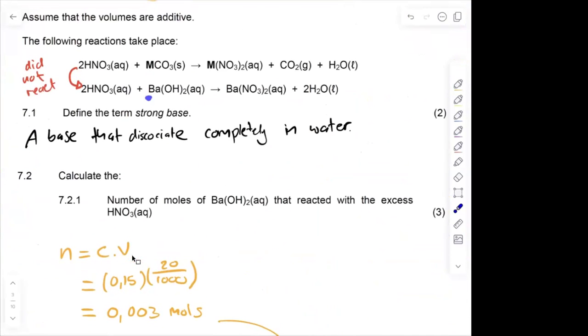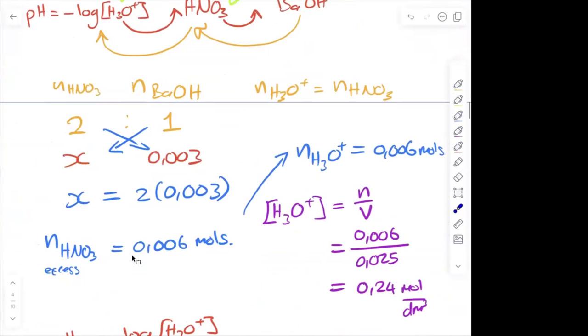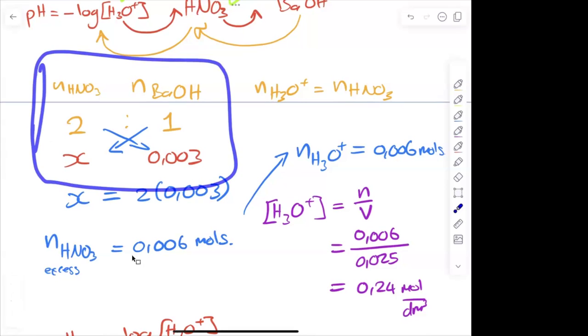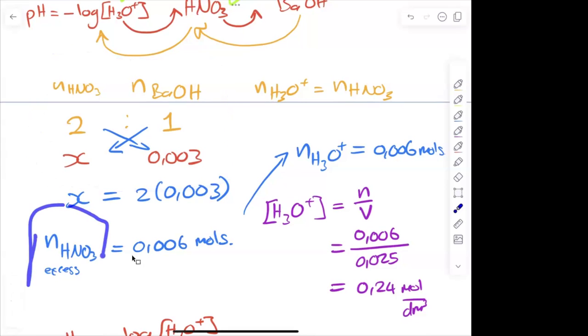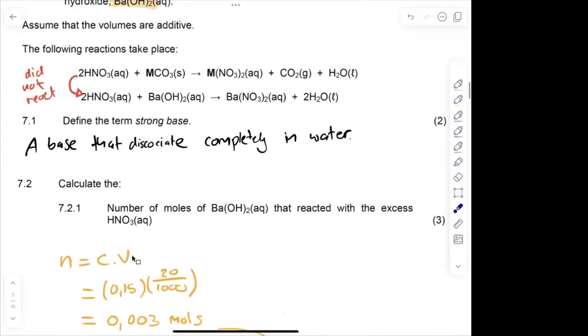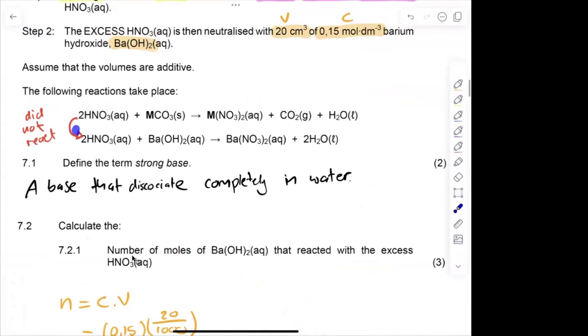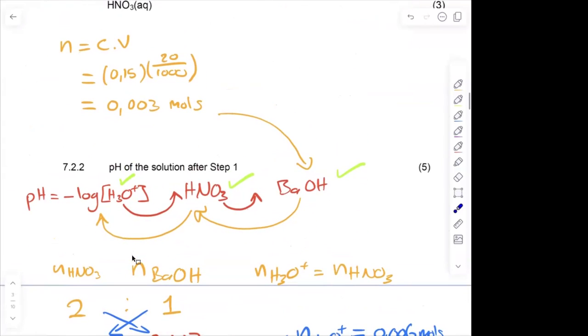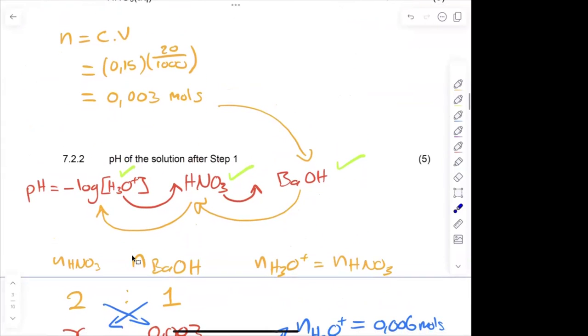It's a 1:2 ratio in that case. So I use that to find the number of moles of our HNO3 that we had remaining at the end of step 1, which is the beginning of step 2, which is really the point they're asking me about, right? Because the question says the pH of the solution after step 1. The end of step 1 is the same thing as the beginning of step 2.